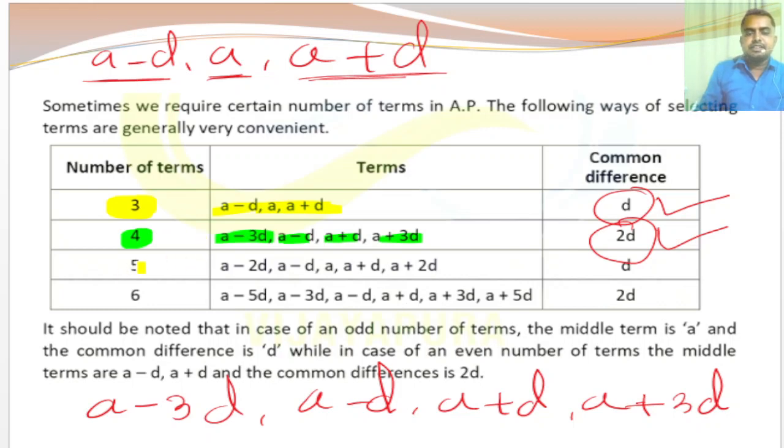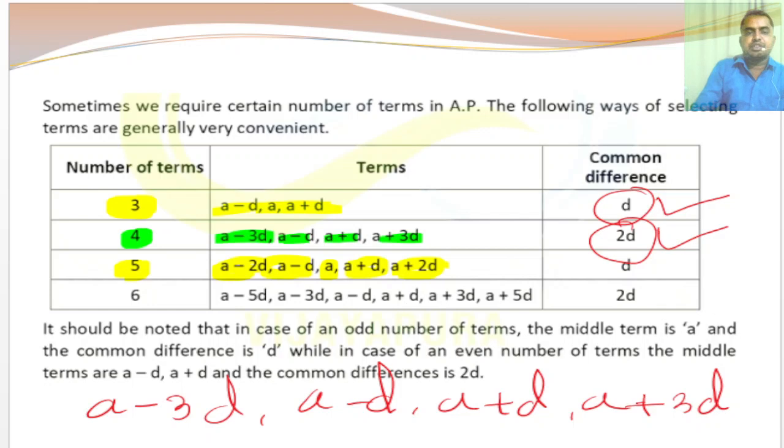Next, 5 terms. If 5 terms of the AP are given in the problem, at that time we have to take a minus 2d as the first term and a plus 2d as the fifth term. A minus d is the second term and a plus d is the fourth term, and the middle a is the third term of the AP. So I am writing here so that you will get a clear explanation for 5 terms.